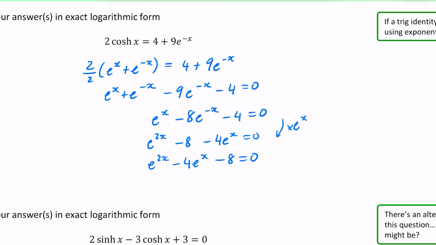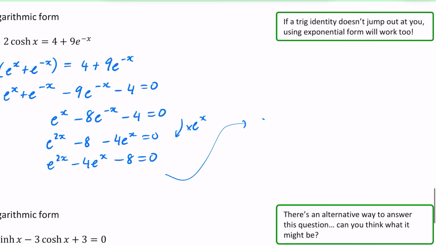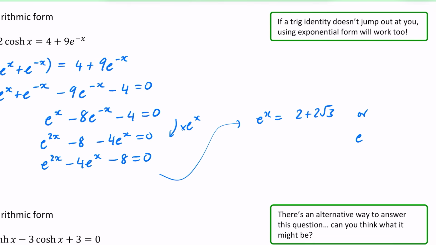I am going to be a bit lazy here. I'm actually probably just going to put this one on my equation solver. So my coefficients are 1, minus 4, and minus 8. And we get here that e to the x is equal to 2 plus 2 root 3, or e to the x is equal to 2 minus 2 root 3.